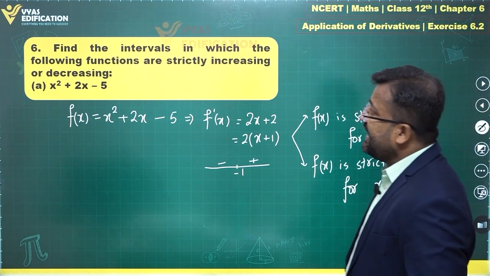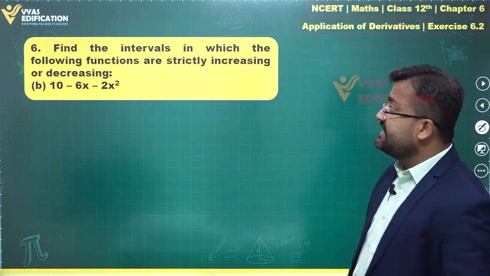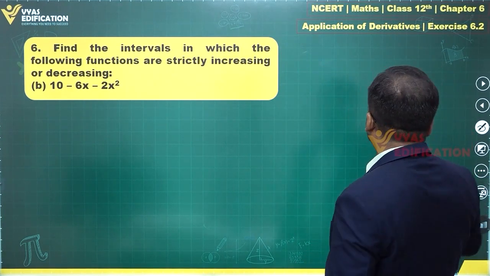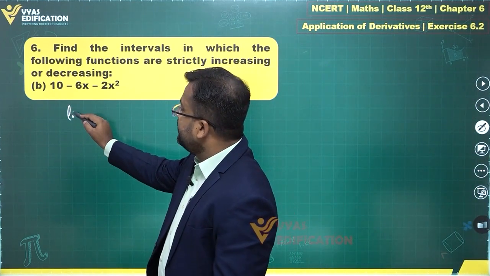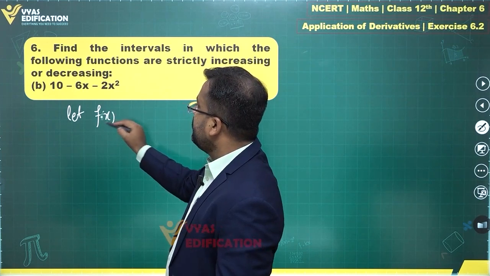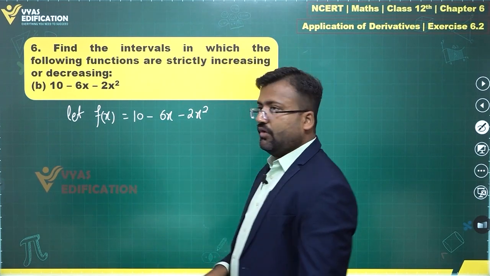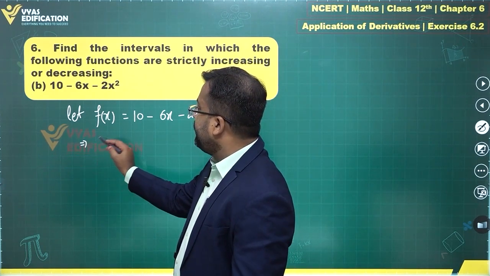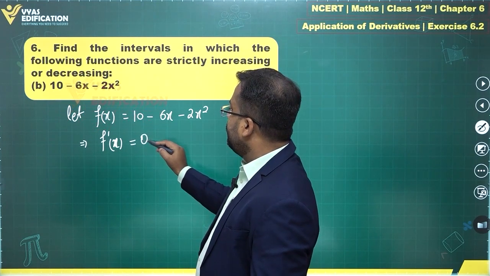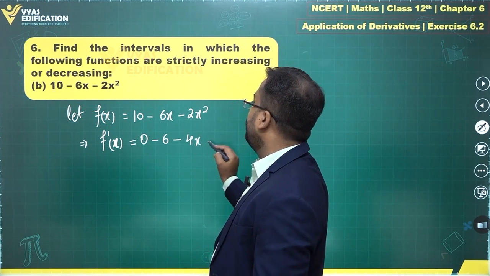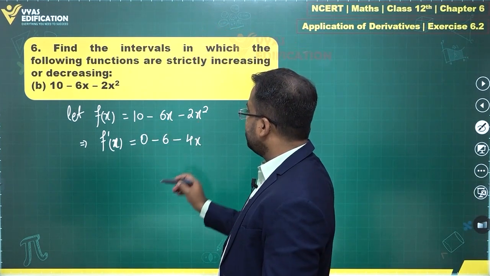Let's continue further and see the second part of the sixth question. And what does that say? That says that we have to check a similar thing for this function, strictly increasing and strictly decreasing. So let f(x) equal 10 minus 6x minus 2x squared. So the derivative f prime x will be equal to 0 minus 6 minus 4x. The derivative of 10 is 0, this is minus 6 and this is minus 4x.